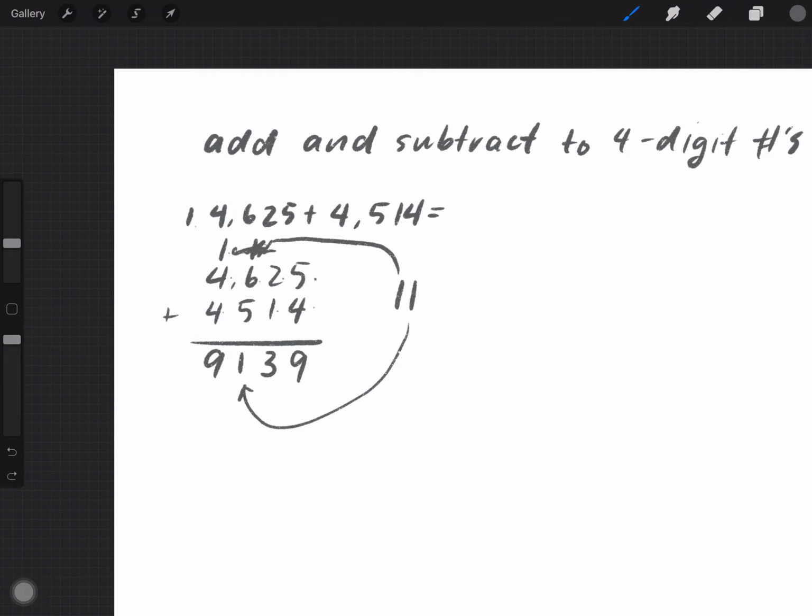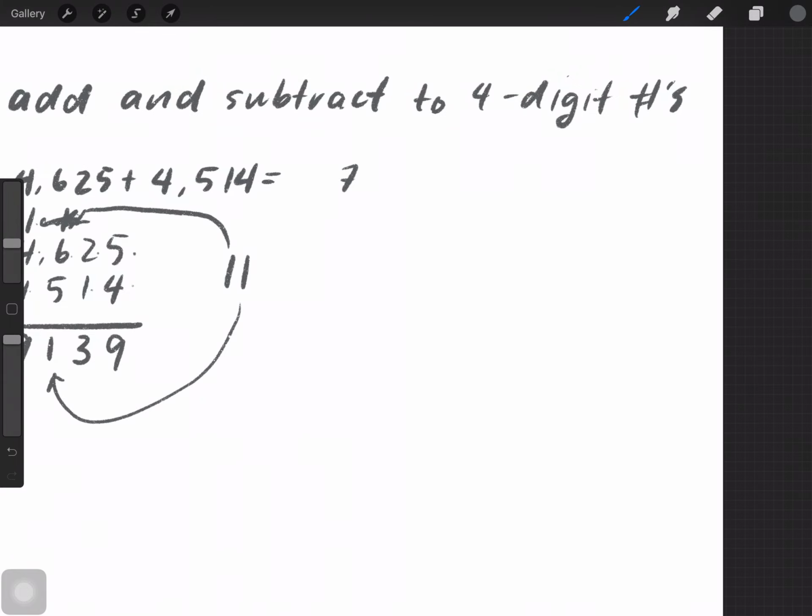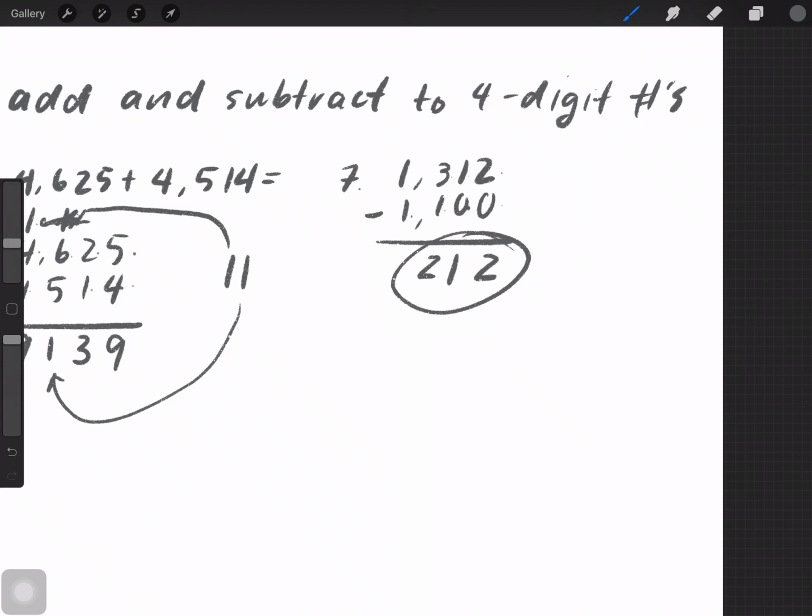I'm also going to do the first subtraction problem on this first page that you have, which should say it's number 7. It's 1,312 minus 1,100, and once again I want you to write it vertically up and down, like so. First thing you're going to do is subtract these, so 2 minus 0 is equal to 2, 1 minus 0 is equal to 1, 3 minus 1 is equal to 2, and 1 minus 1 is equal to 0, which you don't need to write, so your answer is 212.